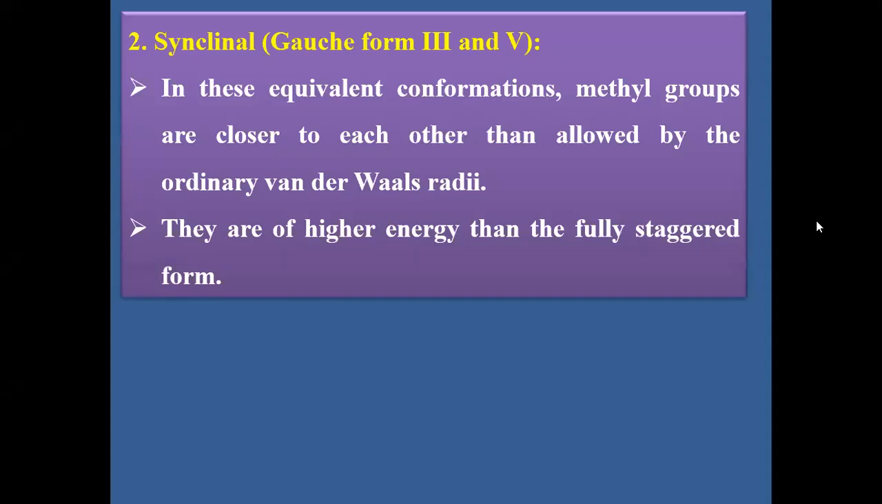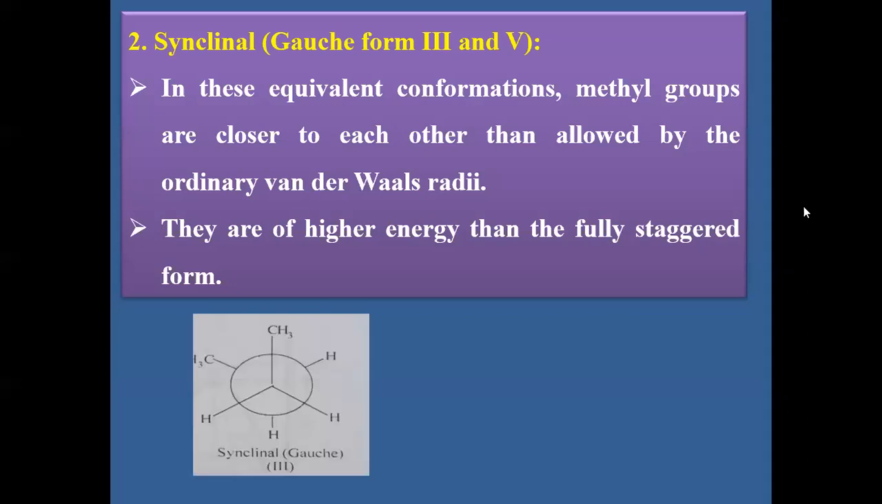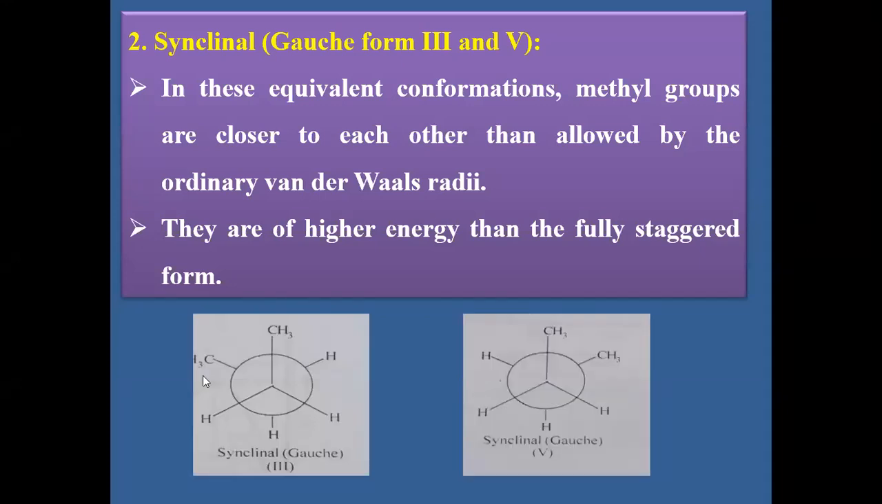Now number two. Number two is synclinal, which is also called gauche form, or number three and number five. So what is syn? The meaning of syn is that methyl groups are close to each other. As you can see here also, methyl groups are close to each other. These are methyl groups. These are close to each other. That's why this is called syn.